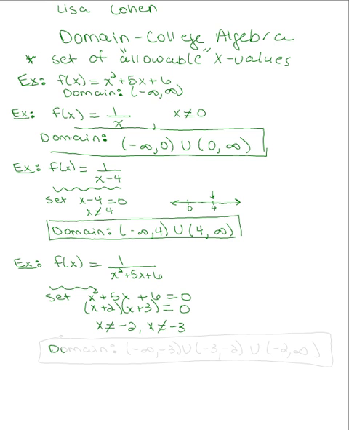So our domain is all real numbers except for negative 3 and negative 2. So it could be between negative infinity and negative 3, or between negative 3 and negative 2, or from negative 2 to positive infinity.